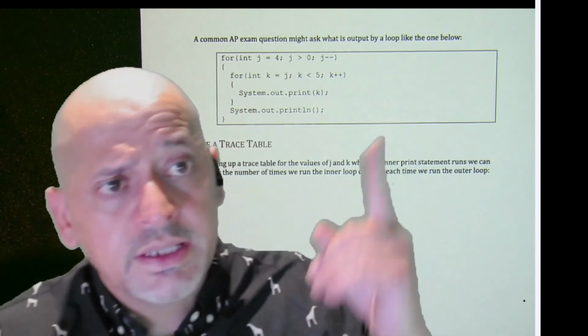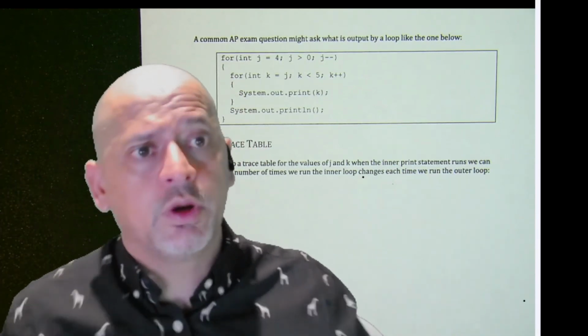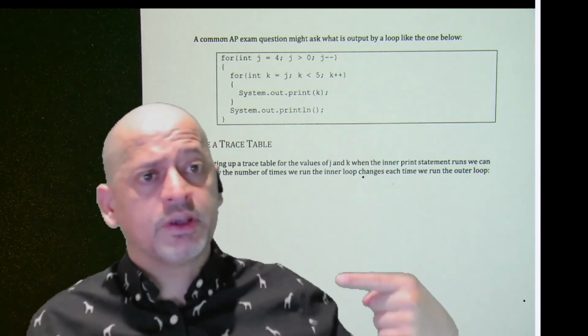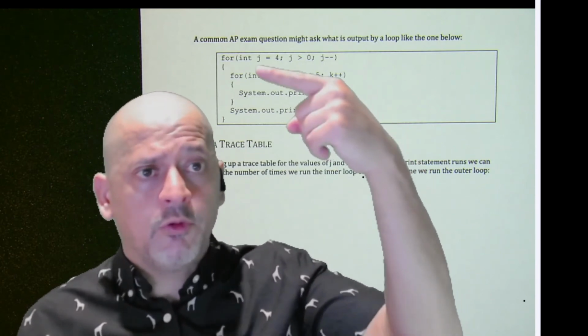So now let's look at the next set of code. This is a typical AP exam question where they're going to give you a piece of code and you need to trace it to be able to see what the output is. So we have the for loop. We have our first for loop.